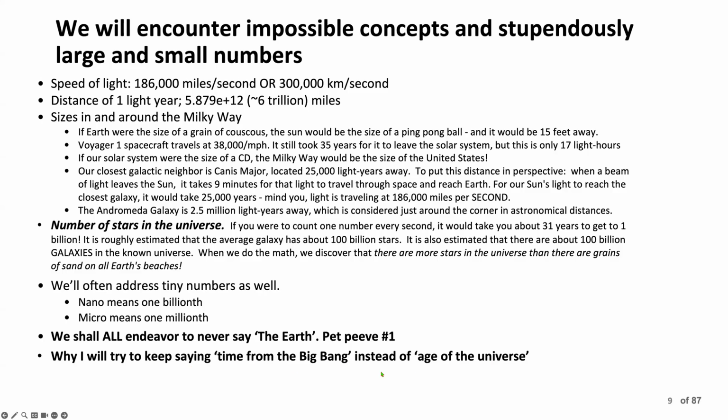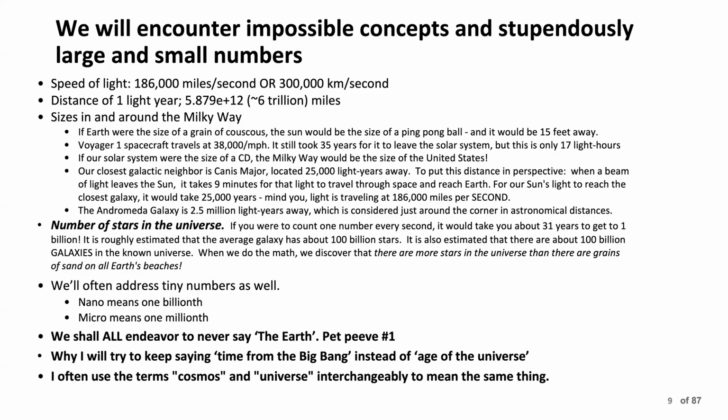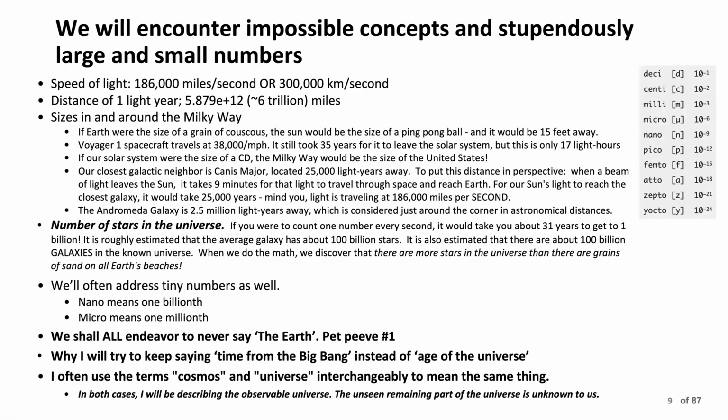So it's time to try to clarify the language we use. So we really don't know the age of the universe, but we do know the time since the very beginning of the universe that we observe. And I'll use terms interchangeably, the cosmos, the universe, and so forth. I'll be using both of those. Here's another little table of definitions of tiny numbers.